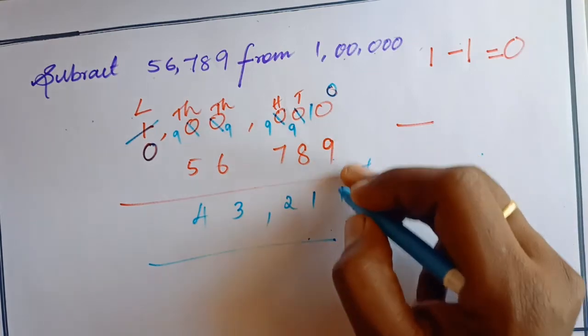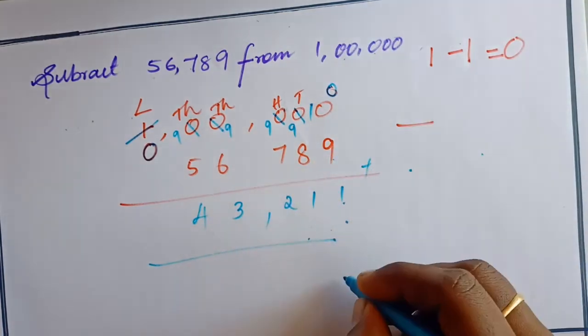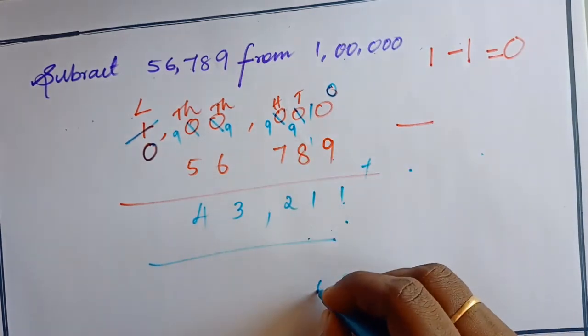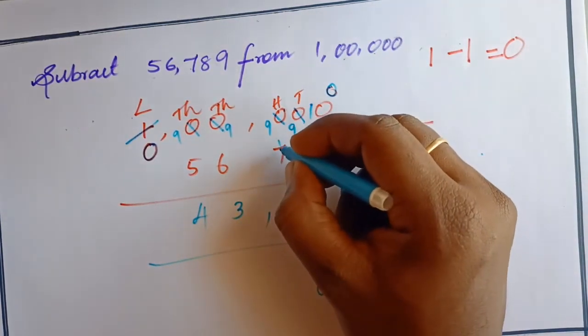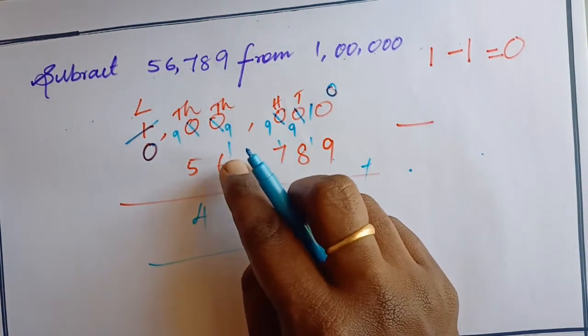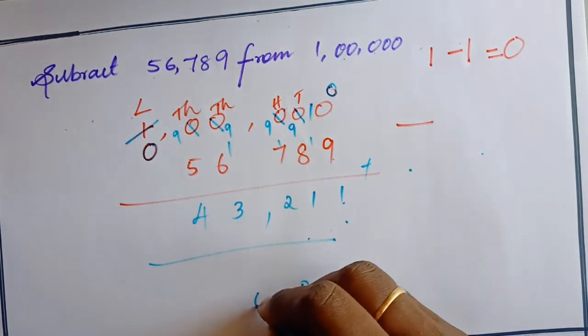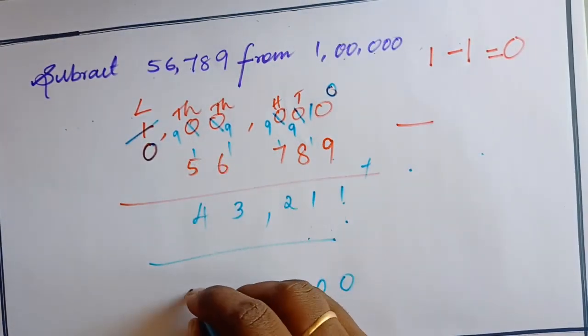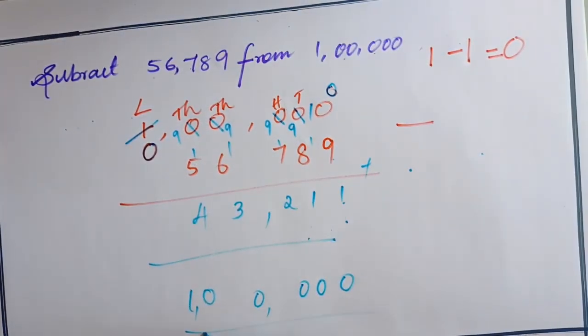Add these two. 9 plus 1, it is 10. 8 plus 1, 9. 9 plus 1, 10. 7 plus 1, 8. 8 plus 2, 10. 6 plus 1, 7. 7 plus 3, 10. 5 plus 1, 6. 6 plus 4, 10. We get the answer. So this subtraction is correct. Okay guys.